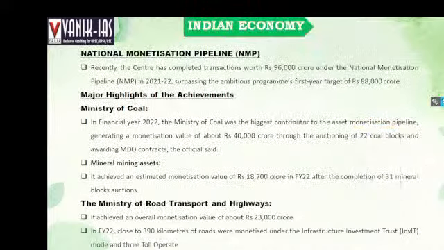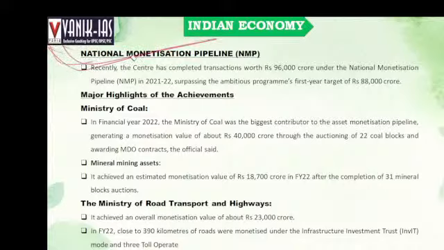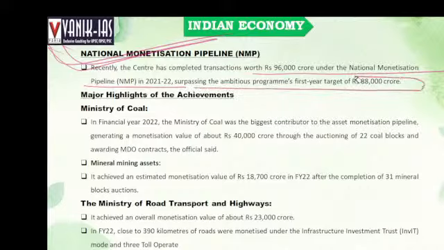The National Monetization Pipeline. It's a very good scheme brought by the central government, especially to rejuvenate the Indian economy after the pandemic. Recently, the government has completed transactions of 96,000 crore under the National Monetization Pipeline 2021-22, surpassing the ambitious program's target of 88,000 crore. So the 96,000 crore has been achieved, and it has surpassed the target of 88,000 crore.